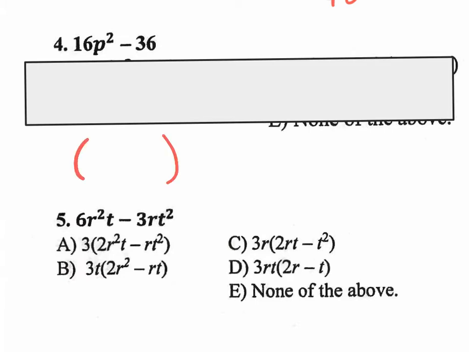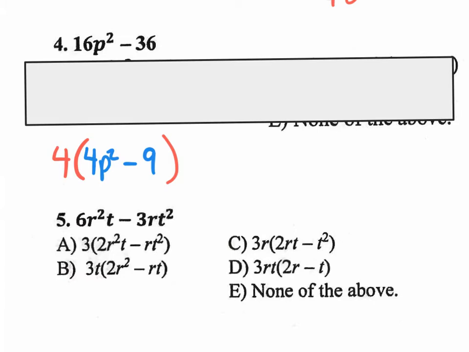If I were to pull out what I can, what could I pull out? I could pull out a 2, but more importantly, I could pull out a 4. If I pull out a 4, what would be left on the inside? 4p squared minus what? 9. Yeah. Now, if you look at the inside of the parentheses, you got to see if you could keep going.